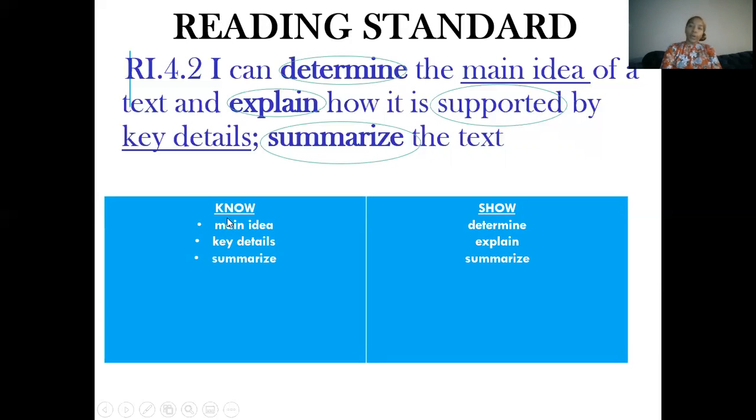What do we need to know? We need to know main idea, key details, and summarize. How are we going to show that we understand? We're going to be able to determine the main idea, explain how it is supported, and summarize the text.